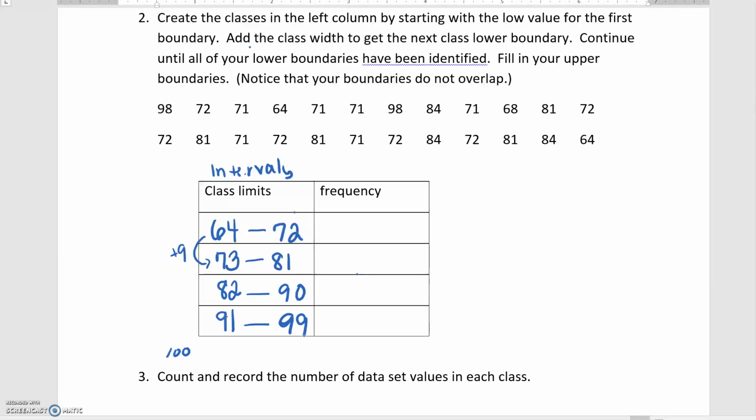And now, to get the frequency, you're going to use your data set and you're going to count how many of the data values will fit in each of these categories. And it may be helpful off to the side to keep a tally.